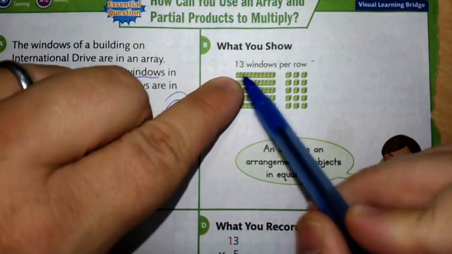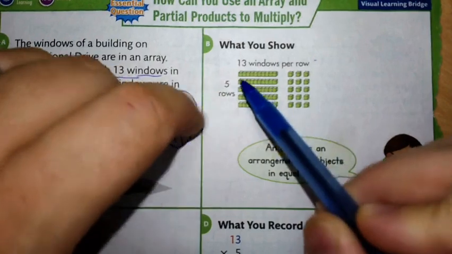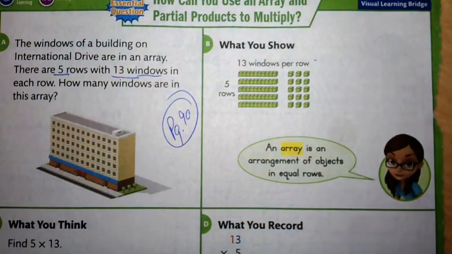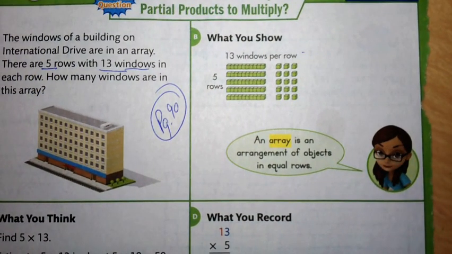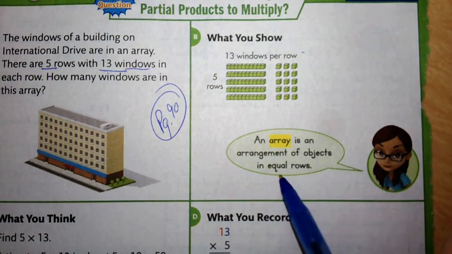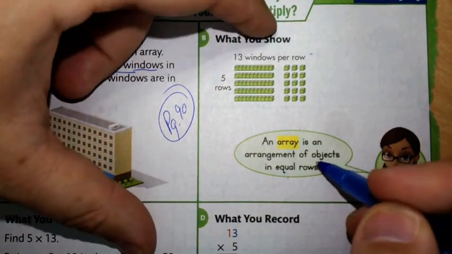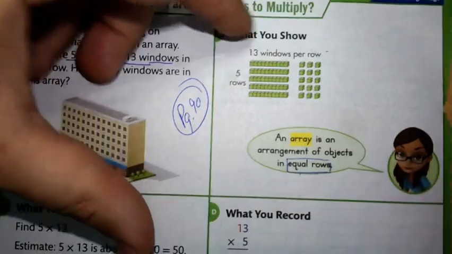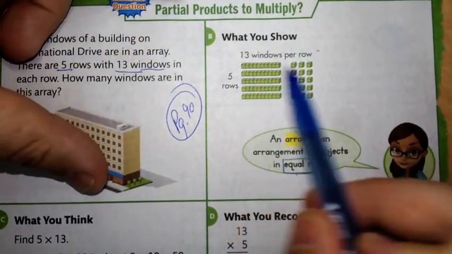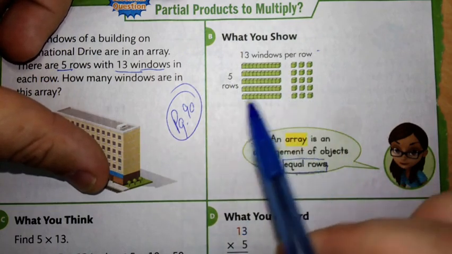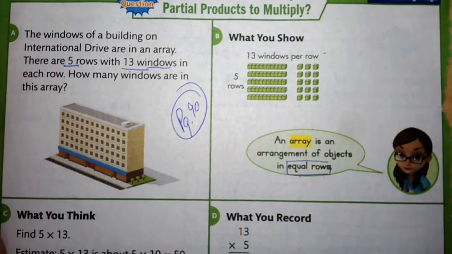So in my top row, I've got 10, 11, 12, 13. And every single row will have that exact thing. And this is what's called an array. An array is an arrangement of objects into equal rows. And that's the really important part here: they need to be equal rows. Every single row has the same amount. And that's why this can work for us.